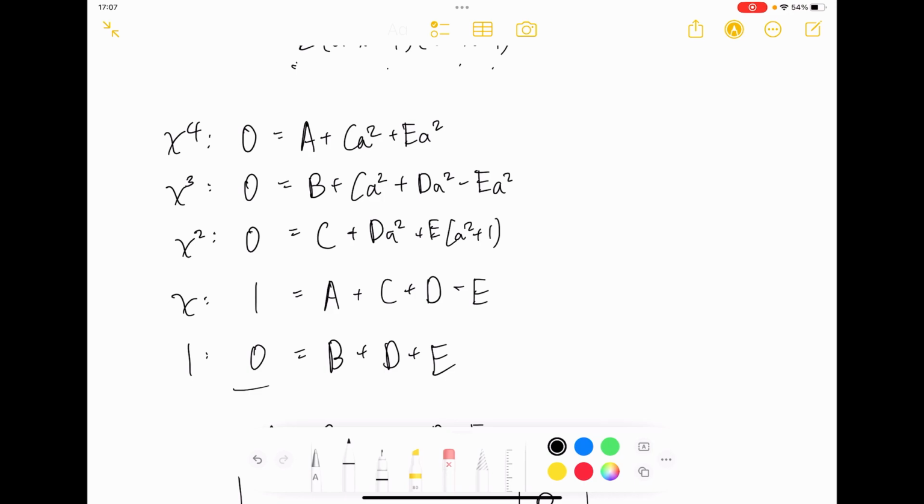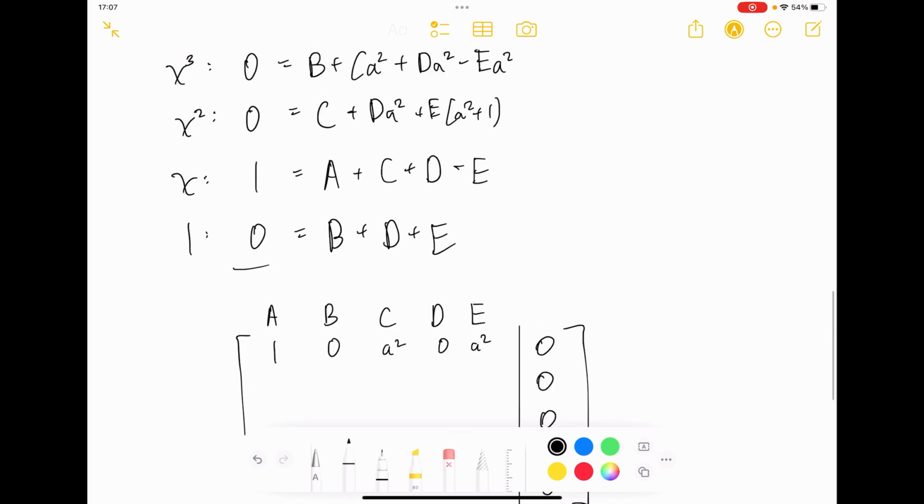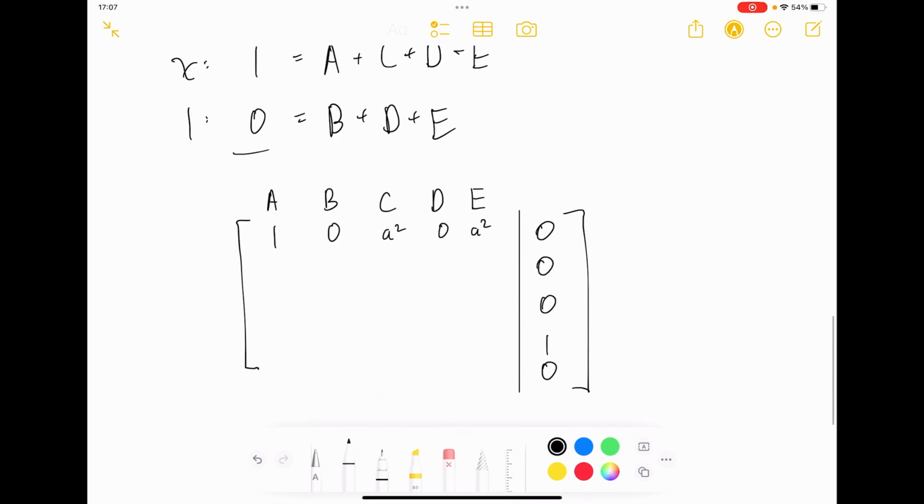1, 0, a squared, 0, a squared. There we go. 1, 0, a squared, 0, a squared. Right, second row. 0, 1, a squared, minus a squared. Let's go.